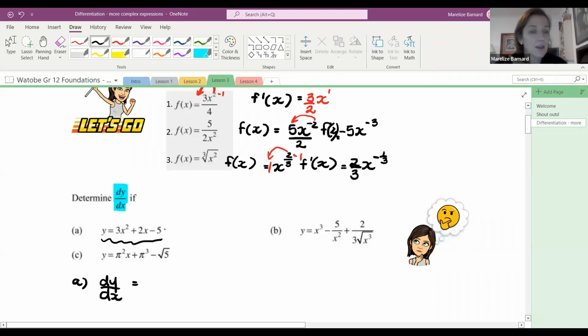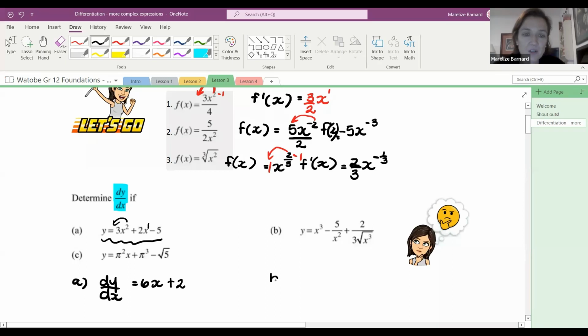We check there are no fractions with x's in the denominator, and there are no roots, so we're good to go. So we're going to go 2 times 3 is 6x. From the 2, we subtract a 1, so that's just x to the power of 1. Then for the next one, we're going to take the power of x, times it by 2, that gives me 2. And from the x to the power of 1, we subtract a 1, that gives me x to the power of 0, which is just 1. And then a -5 differentiated is just a 0. Okay.